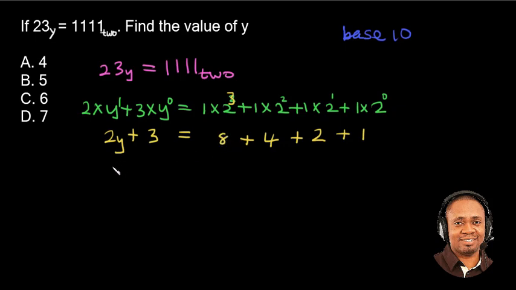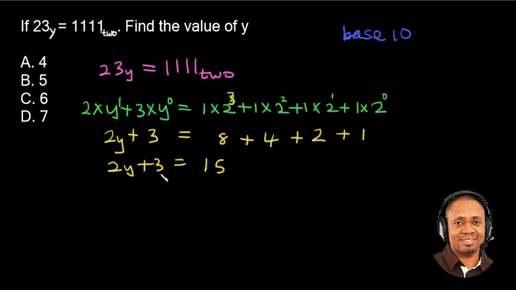Alright, so on the left hand side we still have 2y plus 3 equals, then on the right hand side let's quickly add this up. So this will give us what? 15. Good. So we have 15 on the right hand side. So now we can solve.